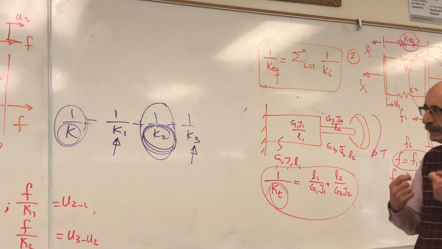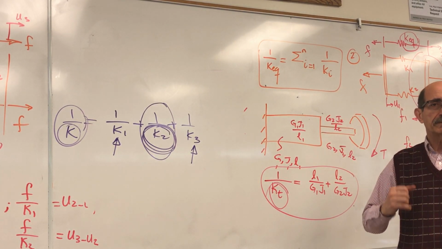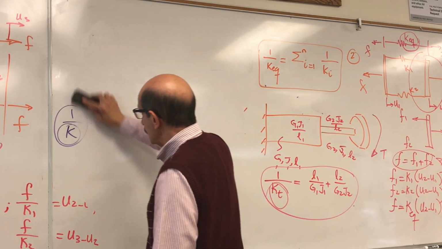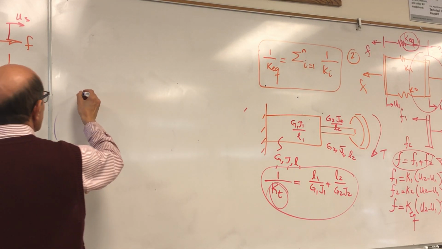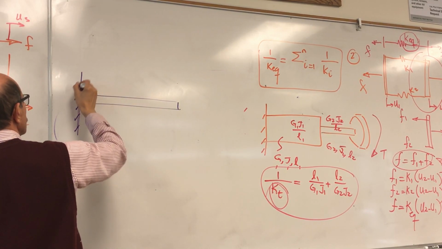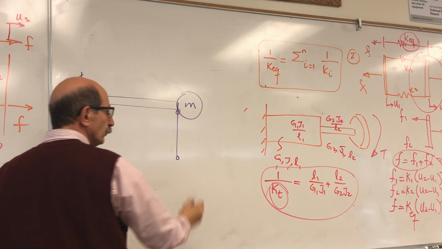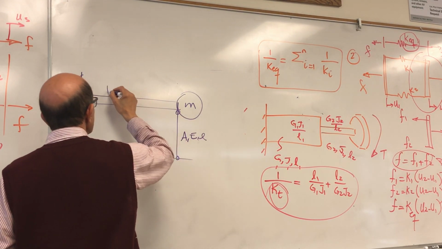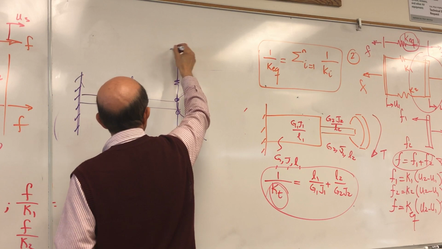The point is that you need to recognize whether the springs or the stiffness elements are in series or in parallel, okay? And as I said, the geometric configuration doesn't tell you anything. Let's first look at this. You have this beam, okay? You have a mass. You have a bar here, a 2-force member, a truss element, AEL. This is a beam, EIL, and another spring here.